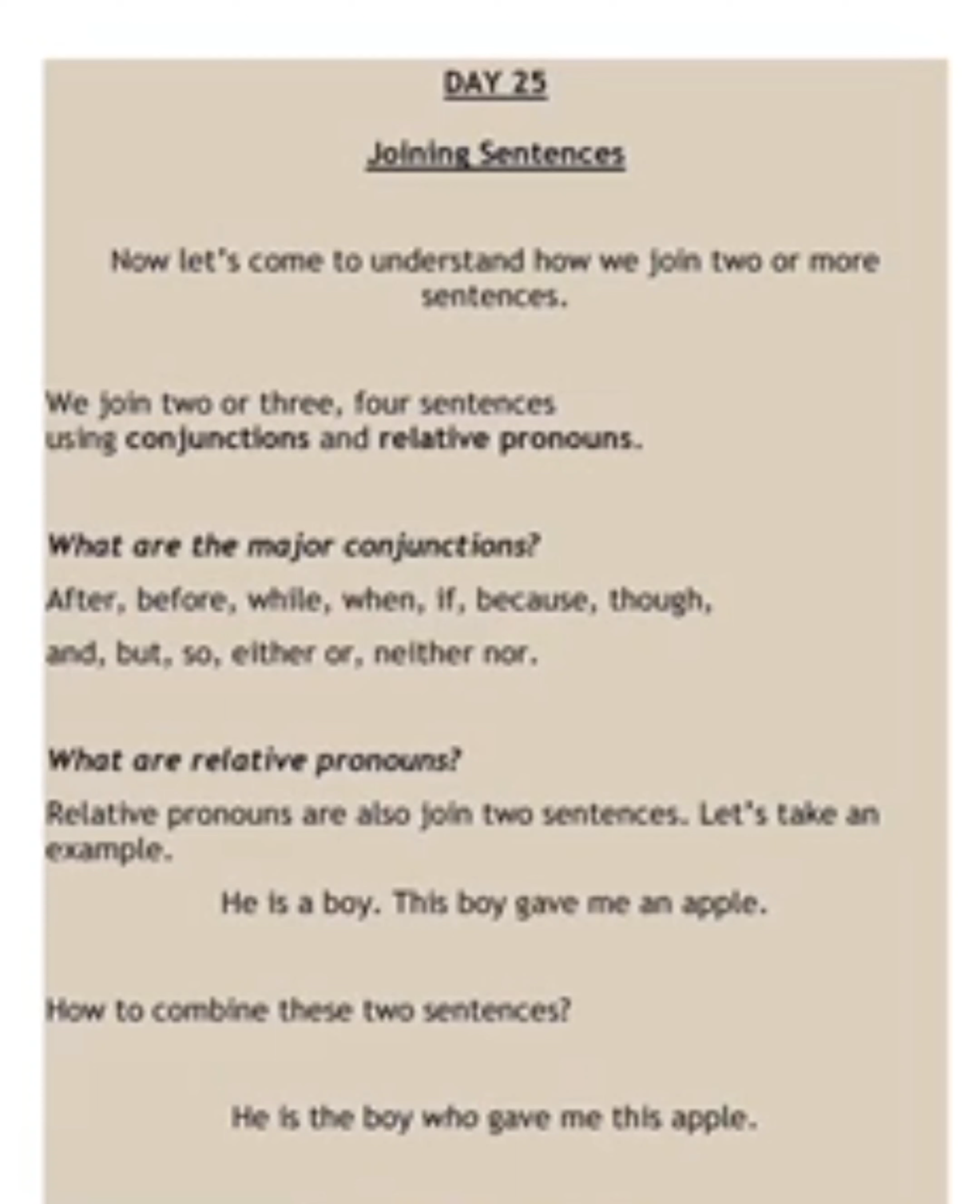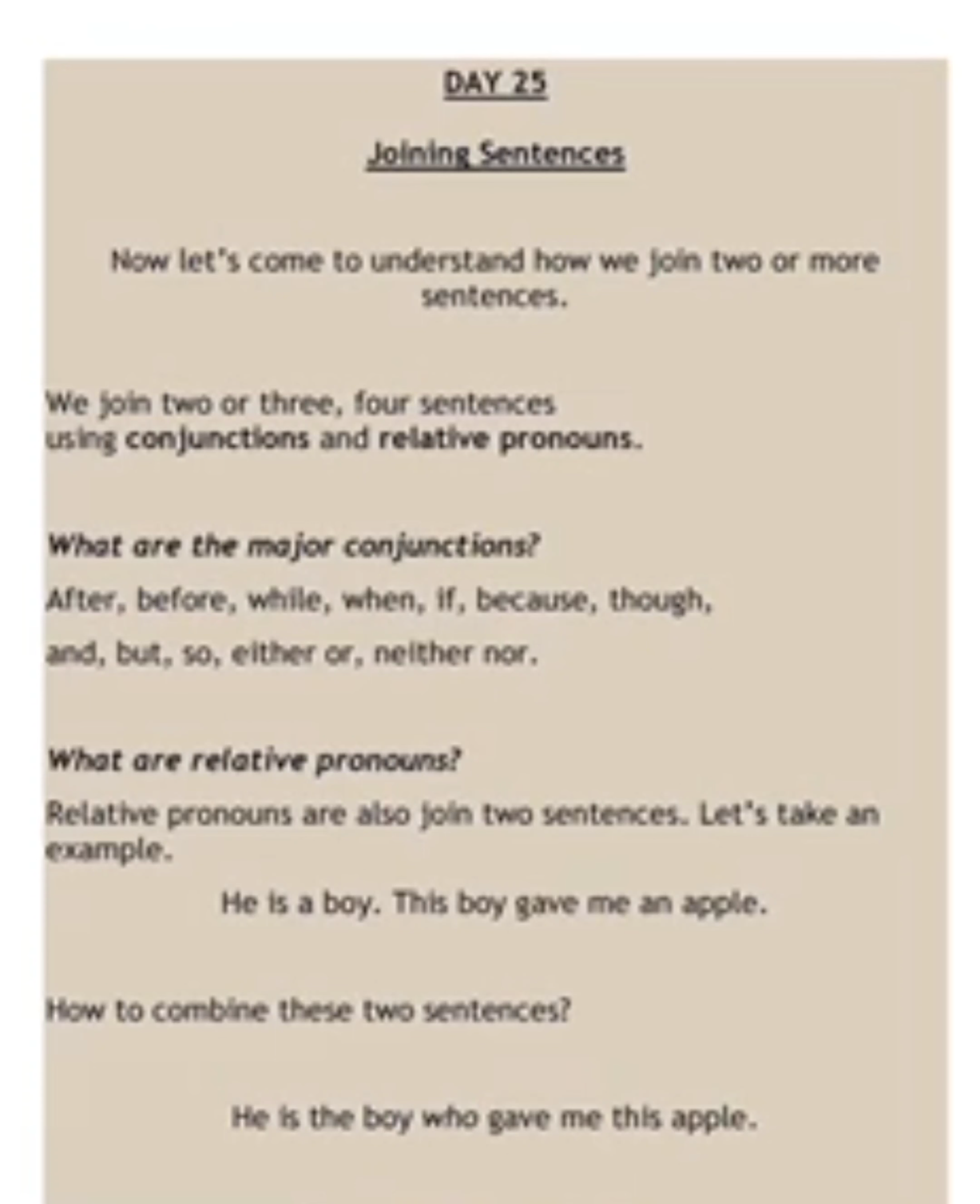So, he is the boy. This boy gave me an apple. He is the boy who gave me an apple. So, this who refers to the boy, the previous boy. I repeat, he is the boy who. Obviously, this who is talking about the boy only. So, this is called a relative pronoun and it combines the two sentences. He is a boy who gave me this apple. Similarly, this is the relative pronoun who here.